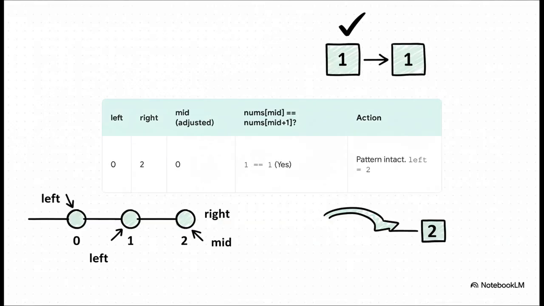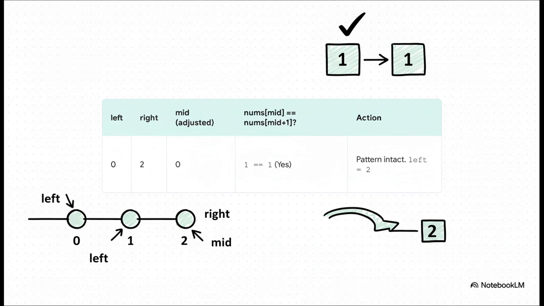All right, final step. Our search space is tiny now, just indices 0 to 2. The middle would be 1, but remember our rule? We always check from an even index. So we'll look at index 0. Does the number at index 0 match the number at index 1? Yes, 1 equals 1. The pattern is perfectly intact here.